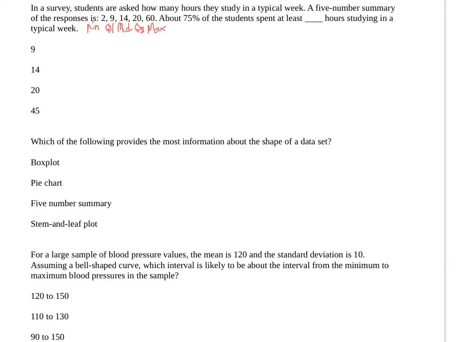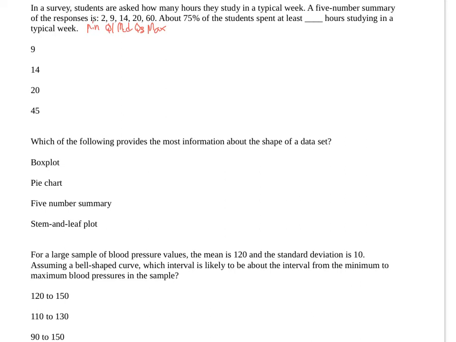So right away, we can take that information and say, well, if shape only works with quantitative variables, what can we get rid of here? We can get rid of the pie chart. Pie charts are only appropriate with categorical variables. So since shape only really pertains to quantitative variables, you know that's not it, right? So that leaves us with 3. The box plot, the 5-number summary, and the stem and leaf plot.